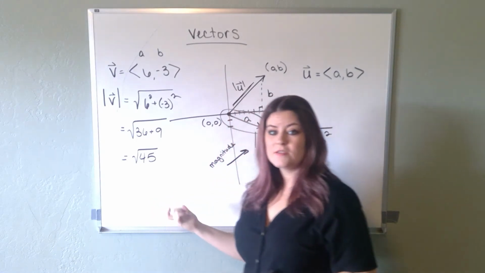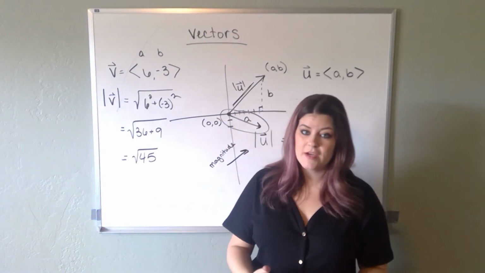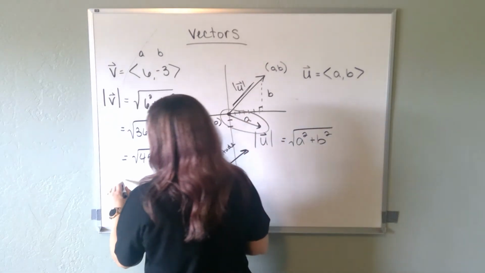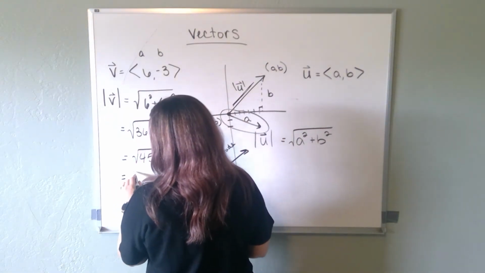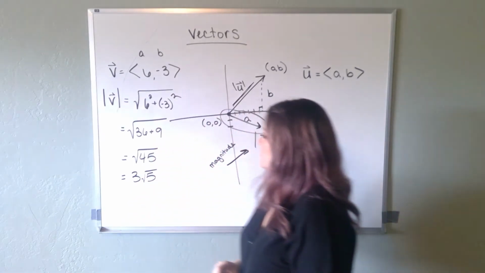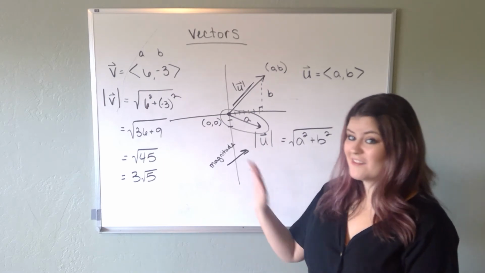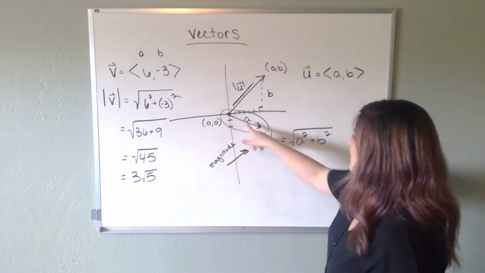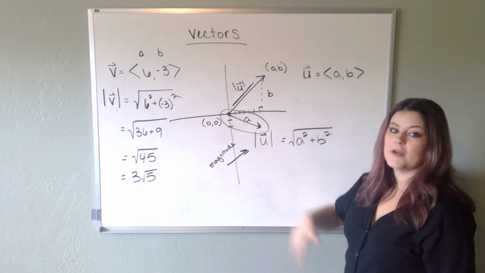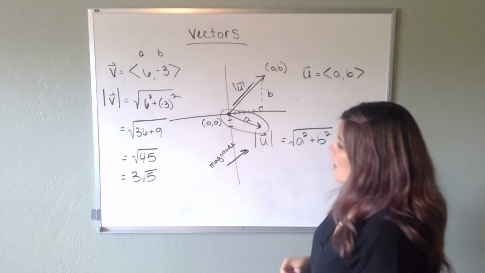You guys, you're going to have a lot of square root answers. Just remember, keep them exact, but simplify your square root. So this square root does simplify to 3 root 5. So you'd call that 3 root 5. And that's the magnitude. That's the length of that vector. I did graph that vector right here, but remember, you don't have to. You just have to find the magnitude. Okay.